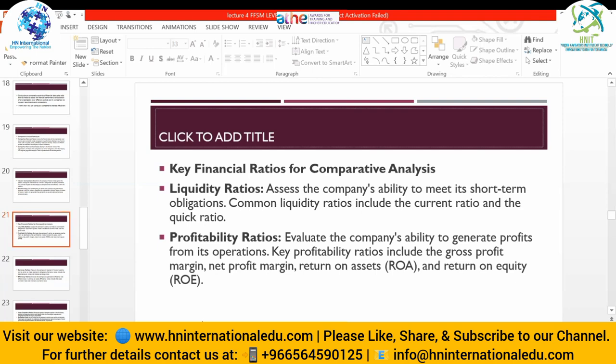Profitability ratios. What do these ratios do? They evaluate the company's ability to generate profits from its operations. Key profitability ratios include the gross profit margin, net profit margin, return on assets, and return on equity. These are the sub lanes of this particular ratio.